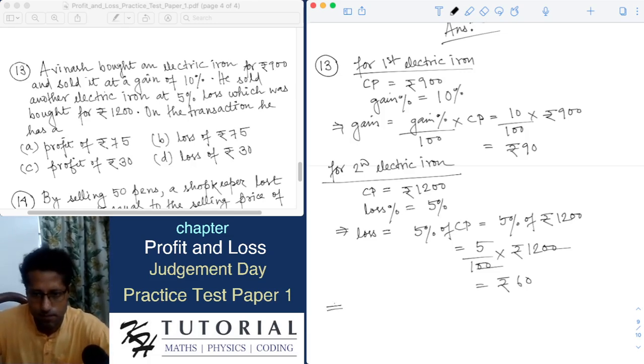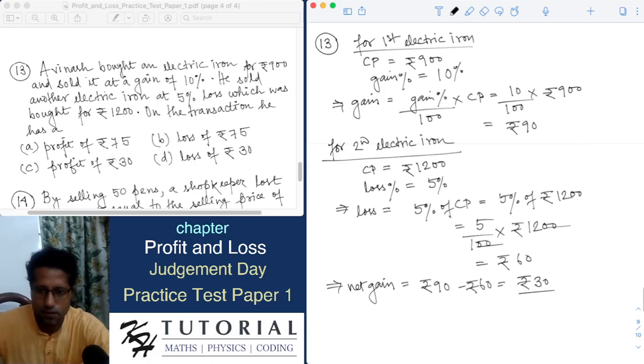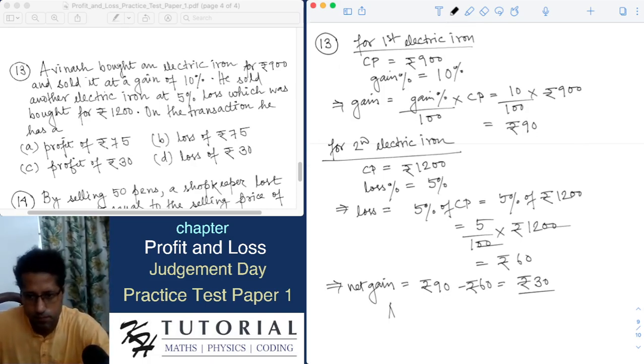This implies net gain. Obviously, there will be a net gain. Net gain is rupees 90 minus rupees 60, which is rupees 30. So there is a net gain or profit of rupees 30. So the answer is choice C. Answer is choice C.